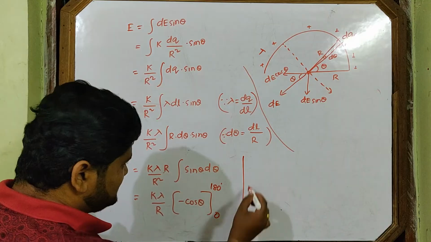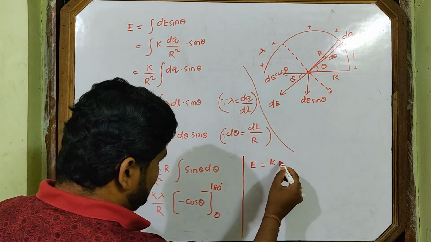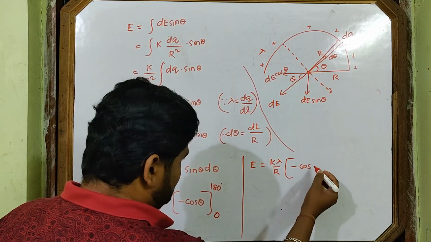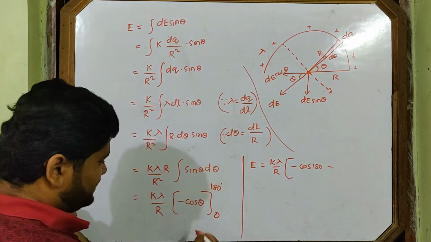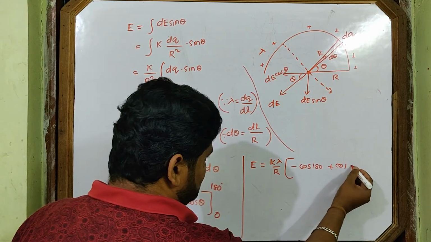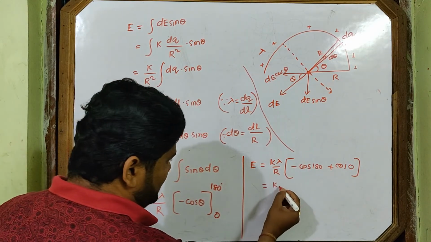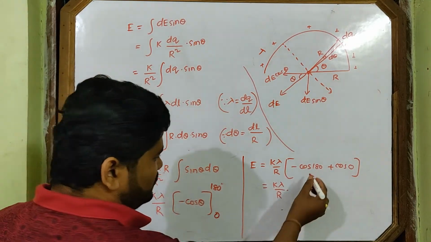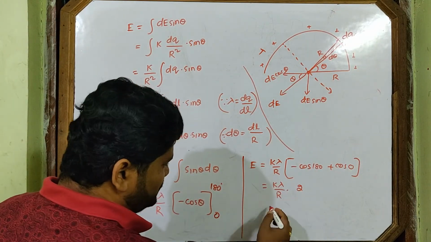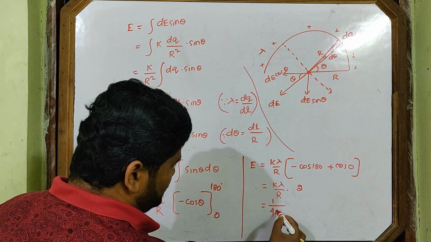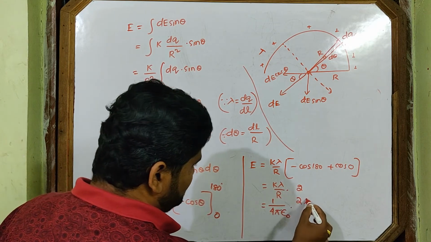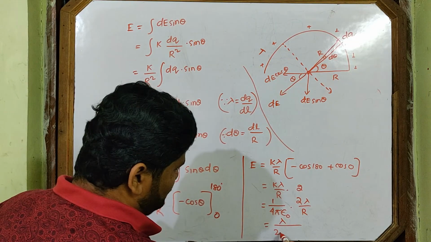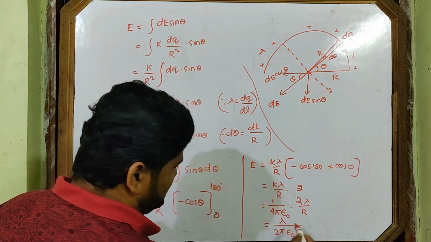Now put the limits. E equals k lambda by r, minus cos 180, then minus becomes plus cos 0. Cos 180 is minus 1, so it becomes 1 plus 1, which is 2. In place of k you put 1 by 4 pi epsilon naught, 2 lambda by r. So you get lambda by 2 pi epsilon naught r.